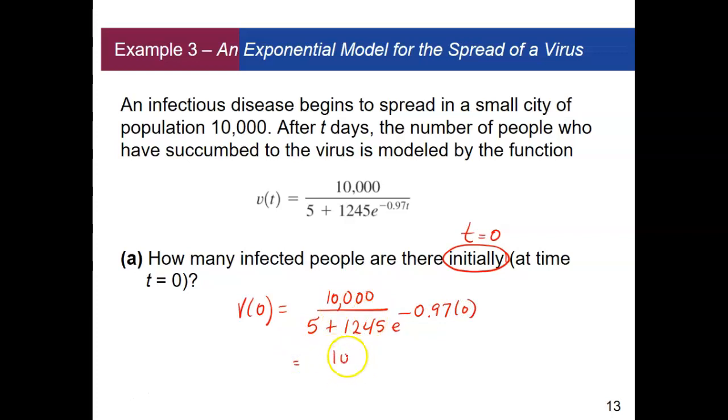Okay, so we're going to have 10,000 over 5 plus 1245. Anything to the 0, which this would all become 0, is just 1. So we're going to have 10,000 divided by 1250, and that's going to give us 8. So 8 people were initially infected by this particular disease.